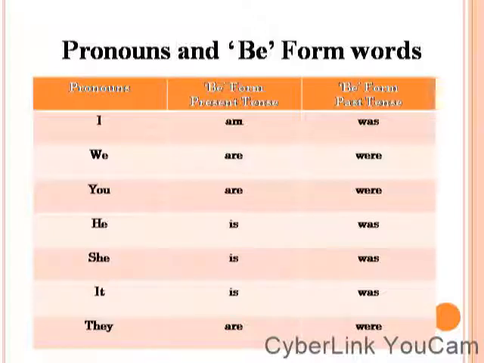Look at this slide. Pronouns I, we, you, he, she, it, they, be form present tense and be form past tense are given. And all those 5 words in be form have been allocated to all the 7 pronouns: I am, we are, you are, he is, she is, it is, they are. And in the past tense, I was, we were, you were, he was, she was, it was, and they were.